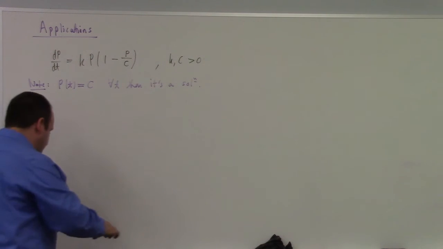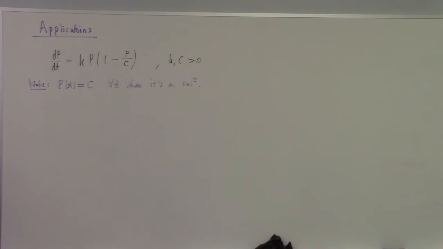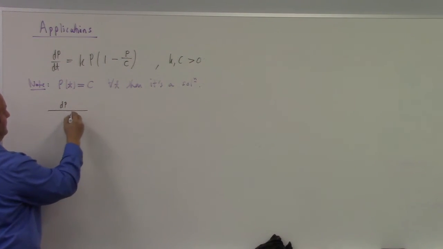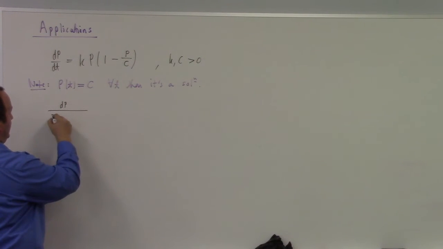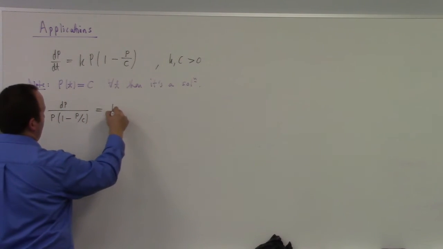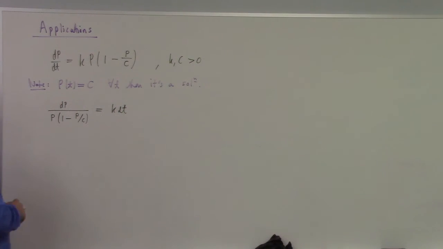All right, so how do we solve this otherwise? So you've got dP over P times (1 minus P over C), and that's equal to k dt. I separated variables. I guess this might be a Bernoulli problem. I don't know, I haven't thought about it that way. But I can solve it with separation of variables, so let's do that, right?